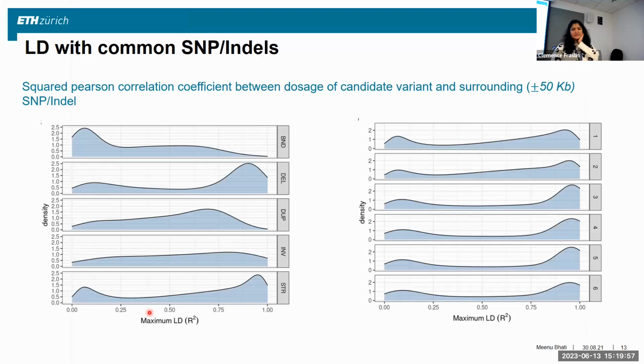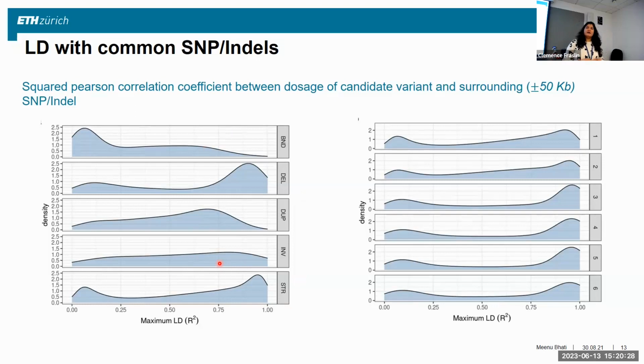And here you could see that mostly it's the deletion and STR. More than 40% of the deletions and STRs could be tagged with SNPs and indels that are in very high LD, my approximate is 0.8. But you could see that BNDs, duplications and inversions are very difficult to tag with SNPs in LD, which could be for multiple reasons.